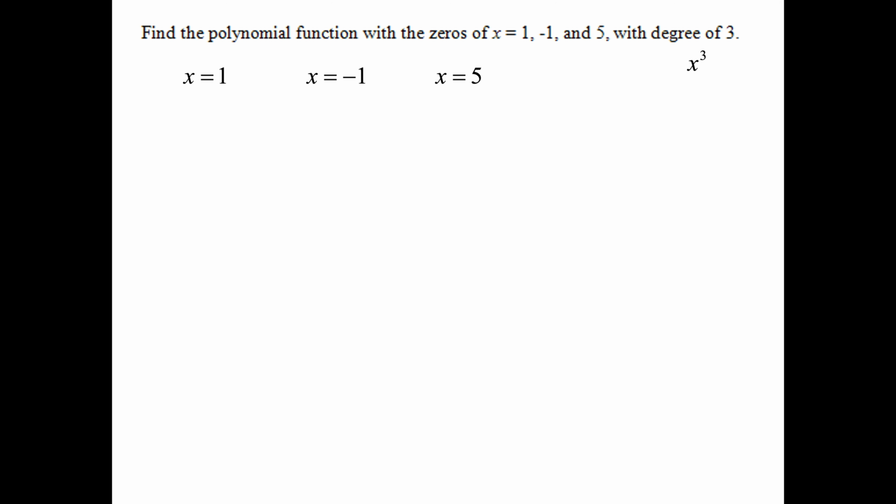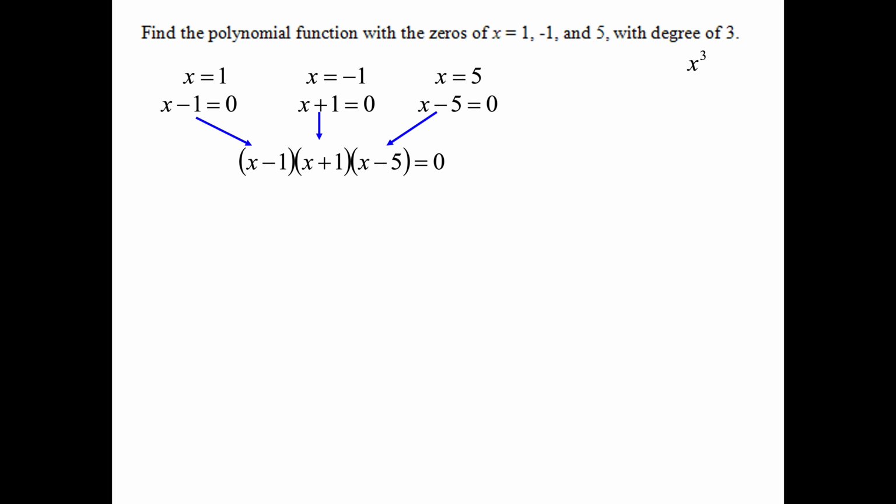And what we're going to do is we're going to kind of build the polynomial by solving backwards. So we have our x-intercepts, we turn those back into binomials by setting them equal to 0. So I subtract over the 1, add over the 1, subtract over the 5. Take these three binomials and we're going to multiply them together.